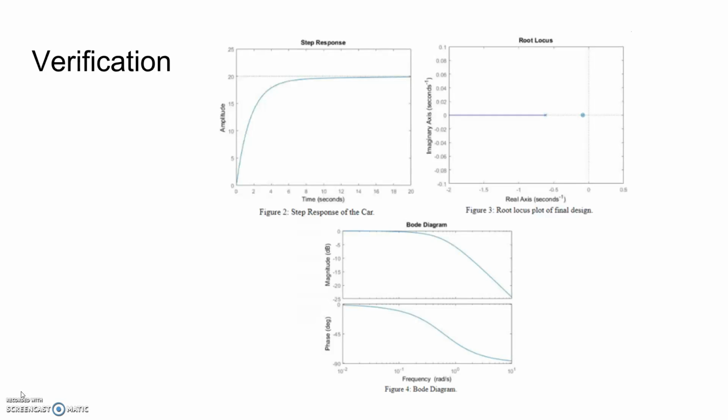To verify our results, we used MATLAB and Simulink to plot our step response, root locus, and Bode diagram. You can see from our step response that the amplitude does not go past 20, which matches our target speed of 20 meters per second. The root locus plot shows the path of the roots as k is varied and gives the location of the closed loop poles as the gain is varied.